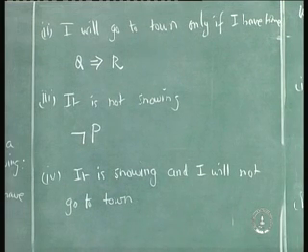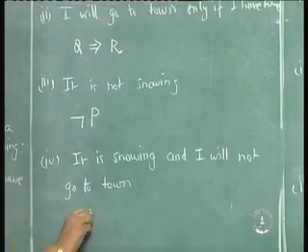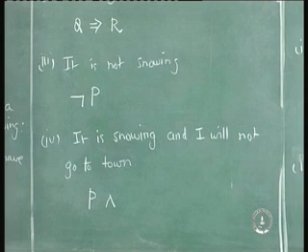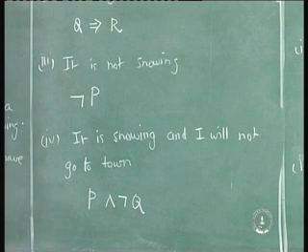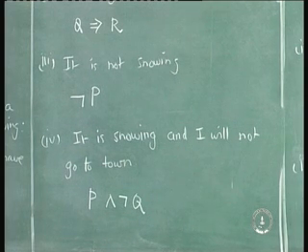Next you have, it is snowing and I will not go to town. What is the logical expression for this? It is snowing is P, and I will not go to town. That is not Q. Q is I will go to town. So, not Q is I will not go to town. Like that, these English sentences can be written in logical notation.